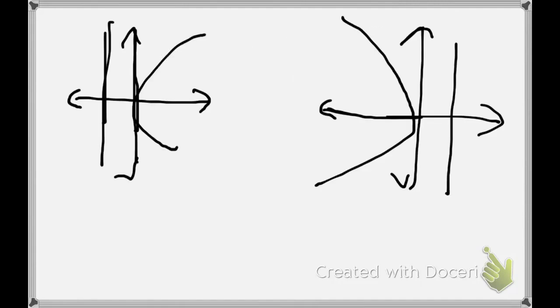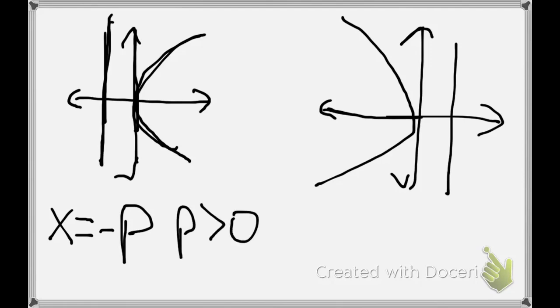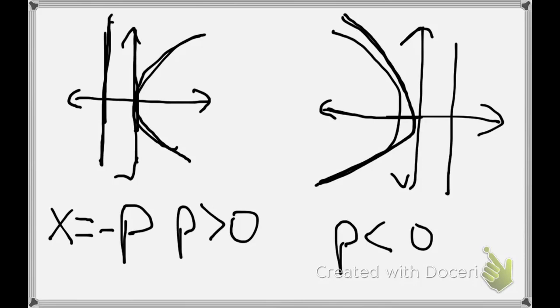And to put this in perspective, I drew some graphs. For the one on the left, this is the parabola. This is the directrix. The equation for the directrix in this case would be x equals -p. And this is when p is greater than 0. When p is less than 0, we can see the parabola is inverted over the vertical axis, and the directrix for this would be x equals p.